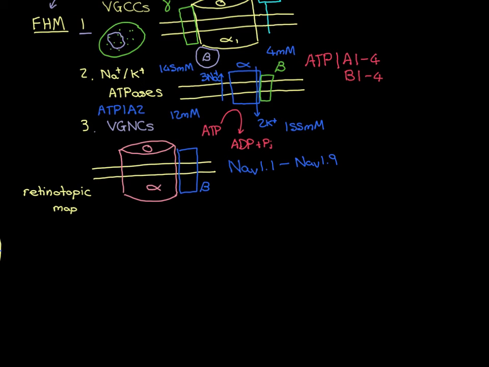Okay, so which one of these genes for an alpha subunit of voltage-gated sodium channels then is responsible for familial hemiplegic migraine type 3? It is the NaV1.1 here. This one, which I'm boxing now, is the one that can go wrong in familial hemiplegic migraine type 3.